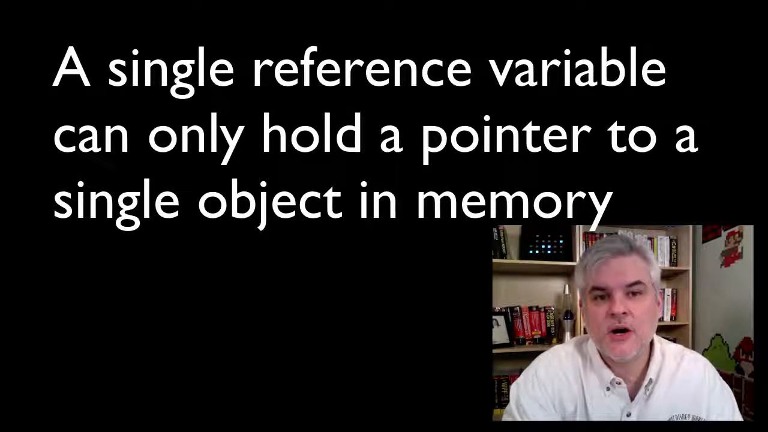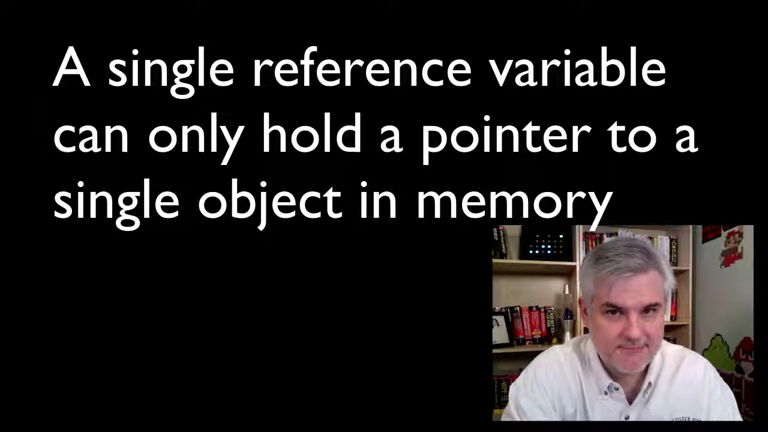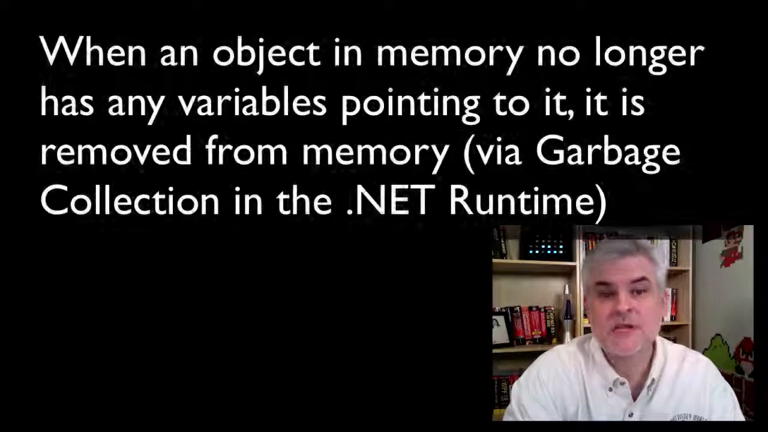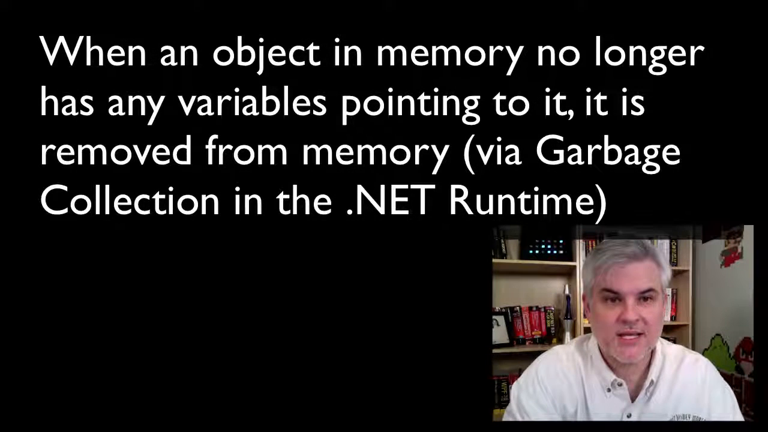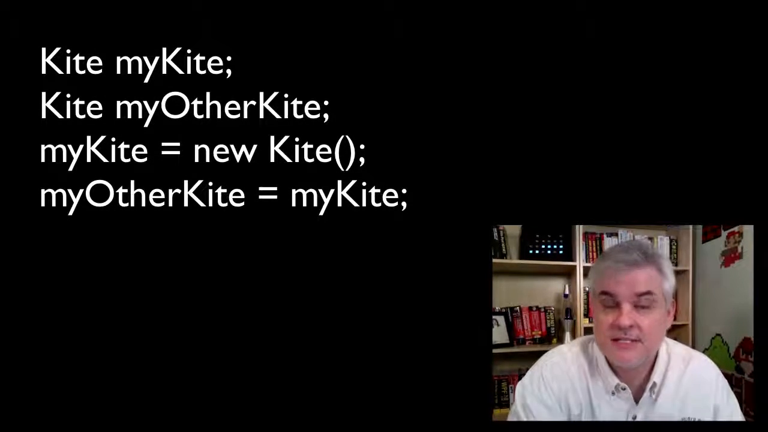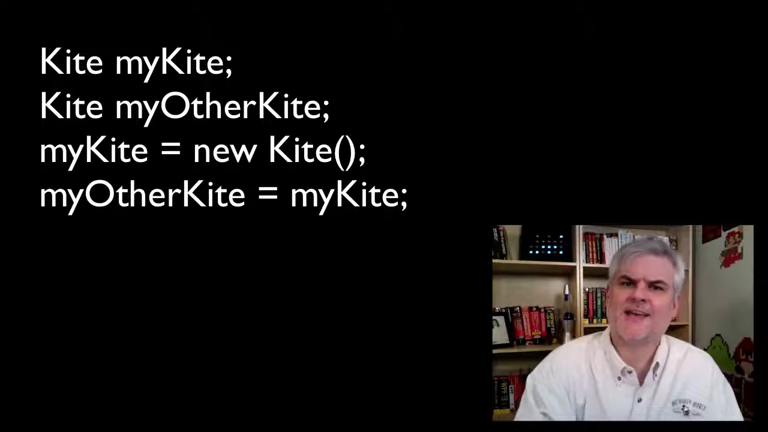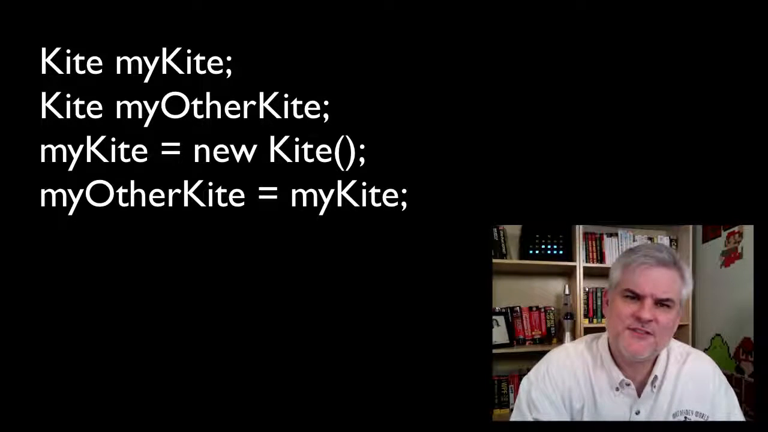Okay, so a single variable can only hold a reference to a single object in memory. Also, when an object has no references to it, it is removed from memory. Okay, another example. How about this? Kite my kite, kite my other kite. So we've created two references. Set to nothing so far, right? My kite equals new kite. Okay. My other kite equals my kite. All right, so I have two references.